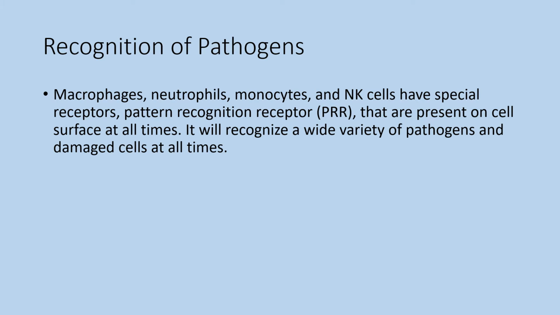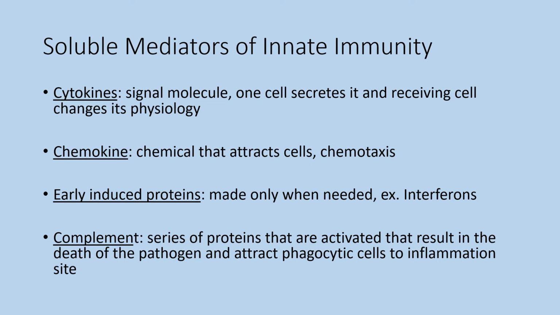So how are your cells able to recognize the pathogens as being something different from you? Well, the macrophages, the neutrophils, the monocytes, and the natural killer cells all have special receptors. They're known as the pattern recognition receptor, the PRR. So those are on the cell at all times. It can recognize a huge wide variety of pathogens. It can recognize damaged cells at all times. Sometimes this is also referred to as self versus non-self, that they're able to recognize things.